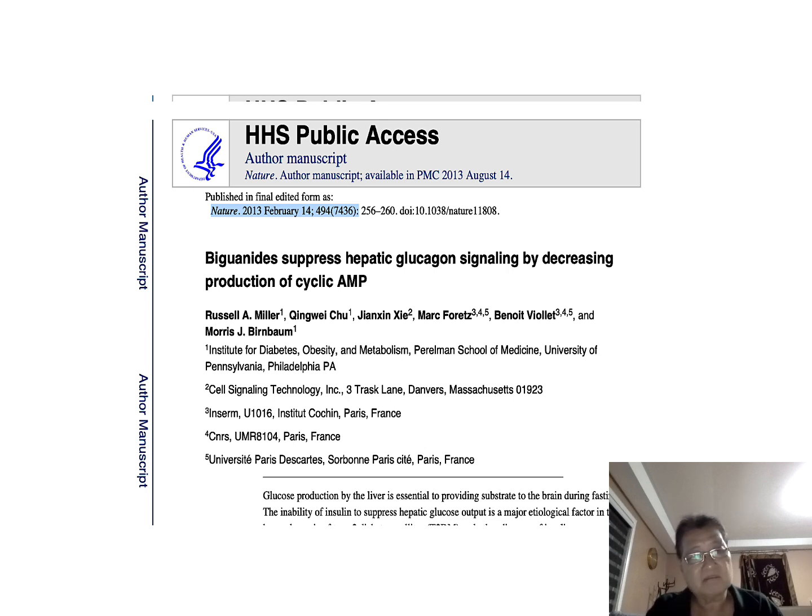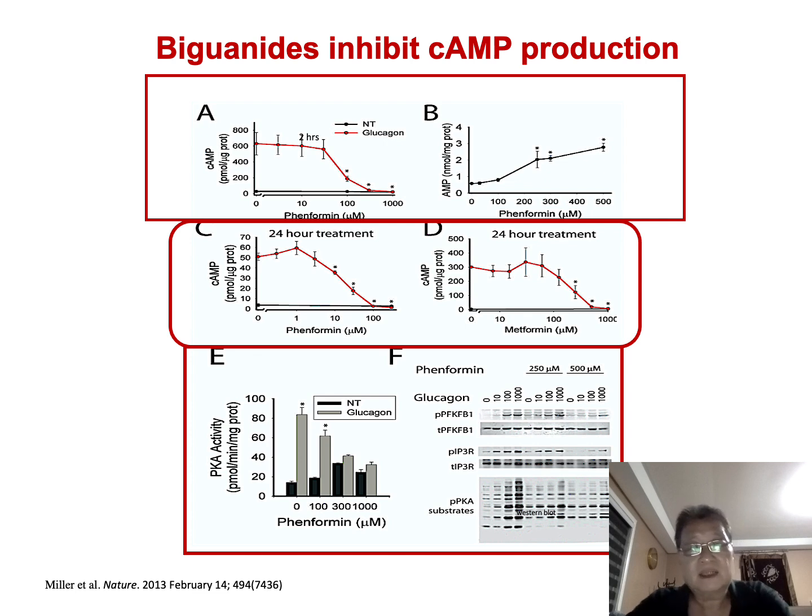The first messenger is glucagon, when glucagon attaches to the GPCR receptors present in the membrane of the specific target organs for glucagon. Okay. Now, this is the last data for metformin. This is an animal experiment to show metformin inhibits the glucagon signaling pathway by decreasing cyclic AMP, which is the second messenger.